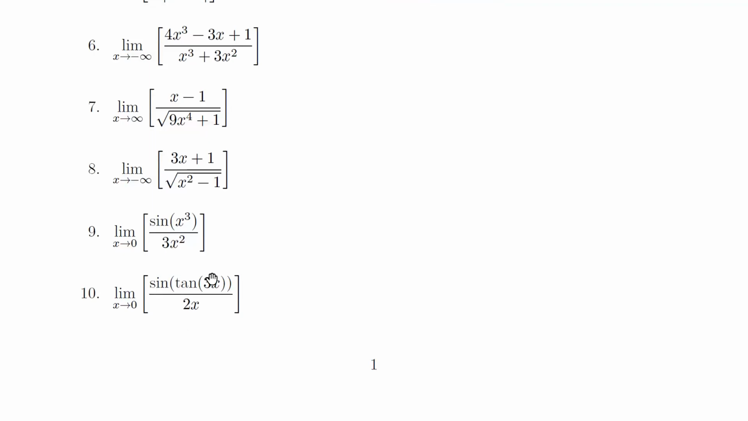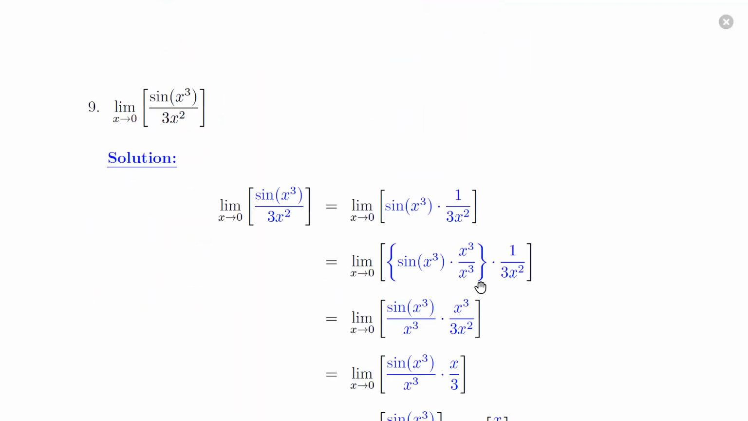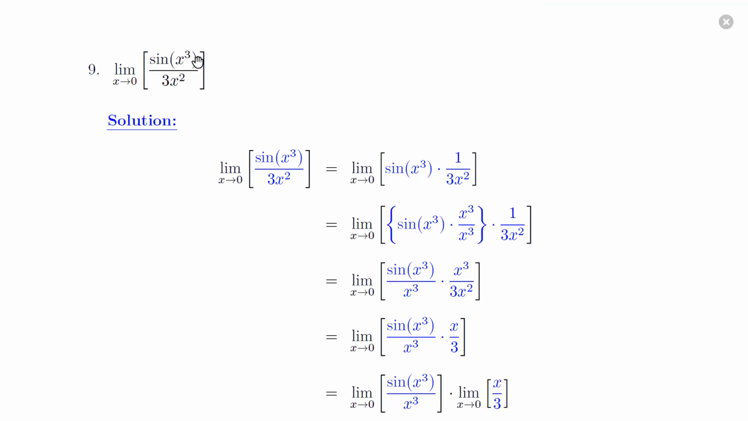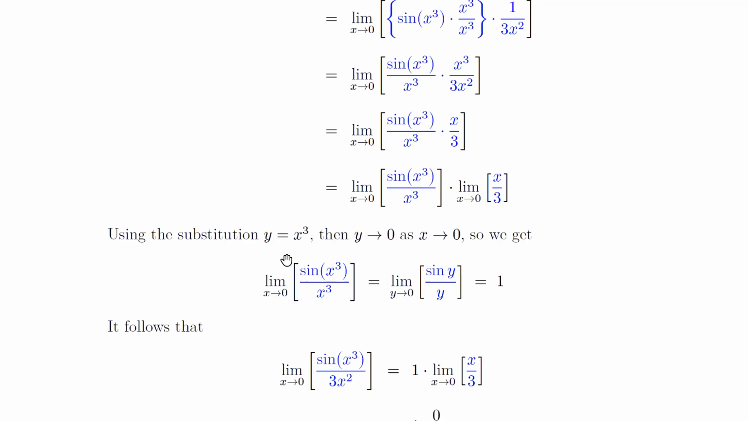All right, and then we get to the last 2 questions, which are, again, using the limit as x approaching 0 of sine x over x being 1. So the first one is sine x cubed over 3x squared. Right now, what I usually like to do with these questions is we know that we're going to be using this theorem, right?